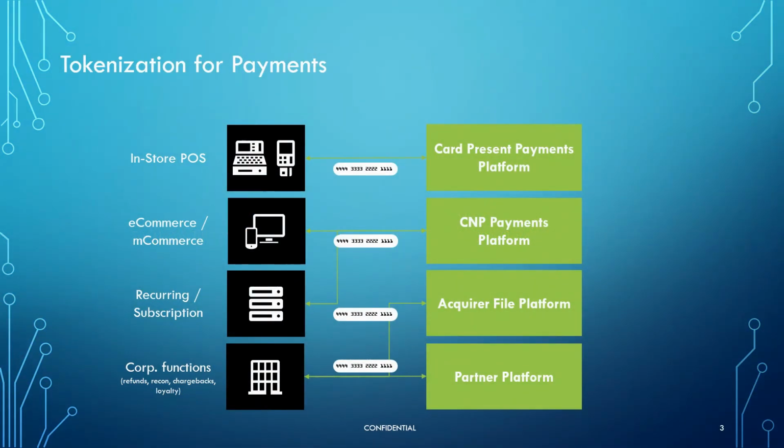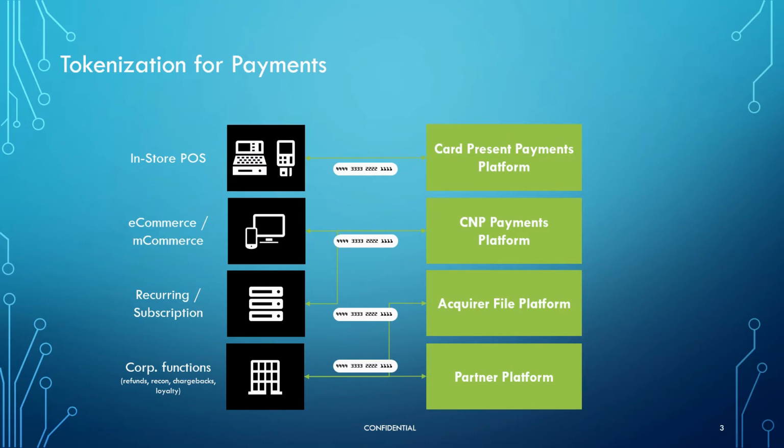Let's look at it more in the context of payments. You probably have a lot of payment systems out there today, whether it's an in-store system or maybe you're fully digital, so it's an e-commerce or m-commerce system. You've got a recurring engine or a subscription engine for processing. And on top of that, finally, you have some corporate functions, more than likely refunds and other administrative things you have to do. More than likely, you have to send payment data from all of those systems. So all of those systems can potentially be within PCI scope, especially if you're storing the data.